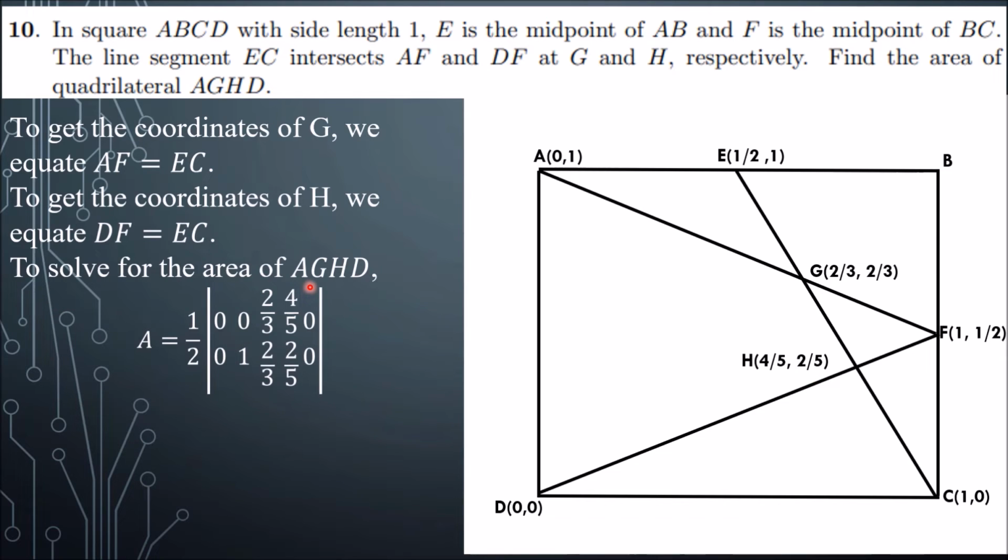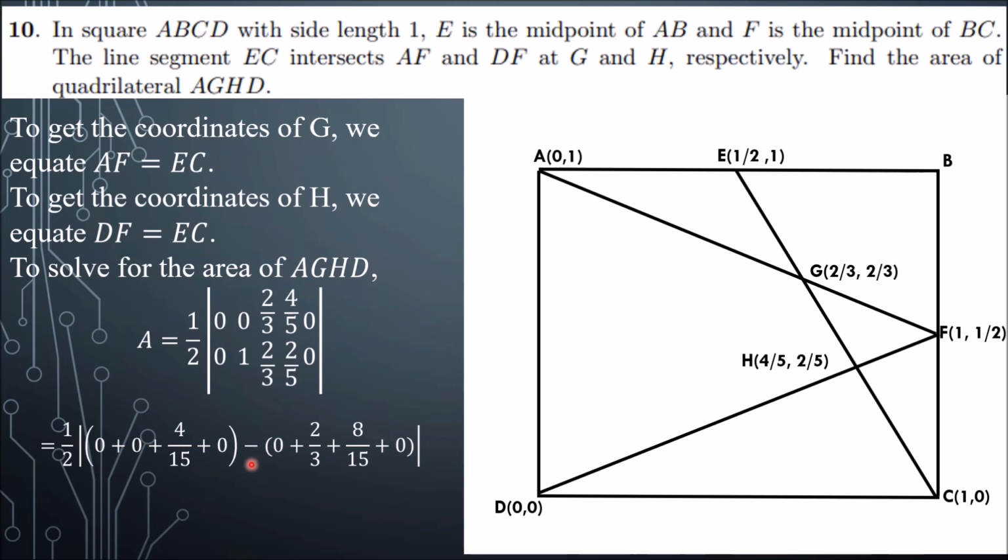To solve for the area of the quadrilateral AGHD, we will use this formula, using the coordinates of the 4 points, AGHD. So we have 1 half, then 0 times 1, 0, 0 times 2/3, 0, 2/3 times 2/5, 4/15, and then 4/5 times 0, 0.